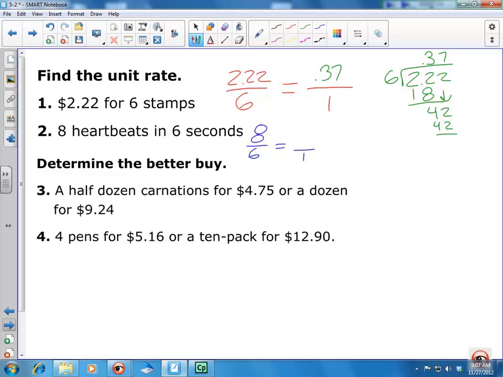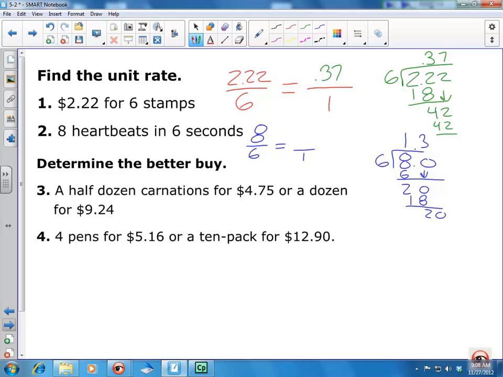Okay, so if we divide 8 divided by 6, we're going to end up with a decimal answer again, because obviously 6 doesn't go into 8 evenly. But we do know that 6 goes into 8 one time. And then what goes in there? 3. So we should recognize that that's going to be a repeating decimal, so that's going to go on forever.